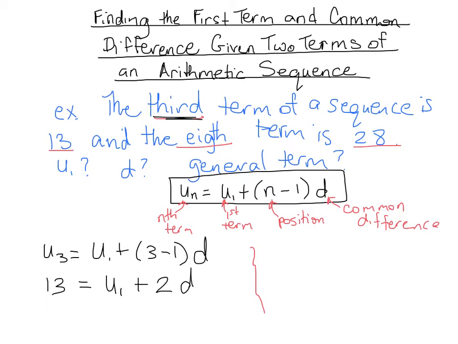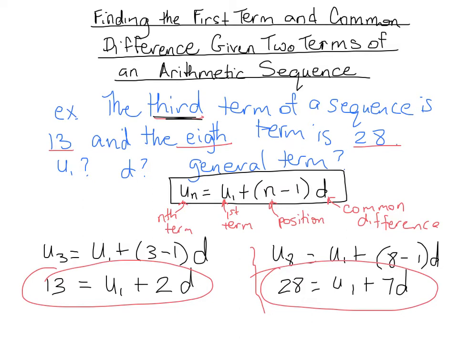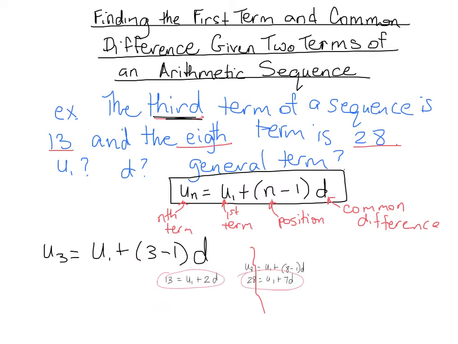Alright, so then you want to do the same thing for the other term, the eighth term, which is 28. So we would write u8 equals u1 plus 8 minus 1 times d, and u8 we know is 28, so it's u1 plus 7d. Alright, so now we actually have two equations and two unknowns. This should sound familiar to you. If you have two equations and two unknowns, you can solve them simultaneously. Let's turn the page to see how.